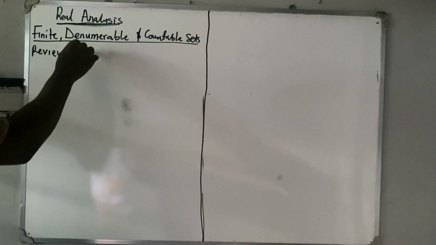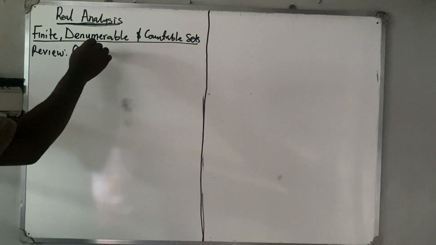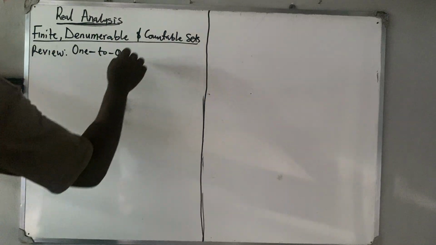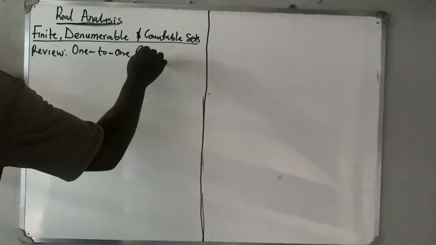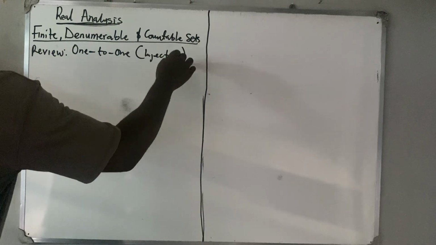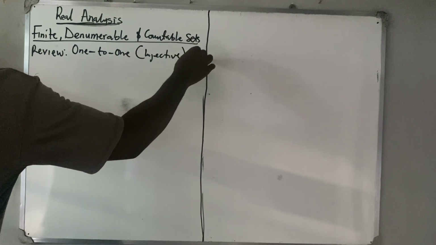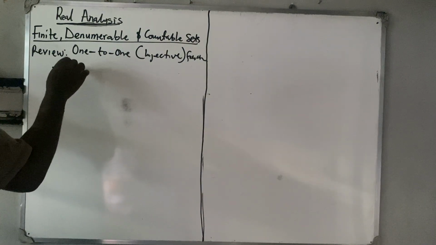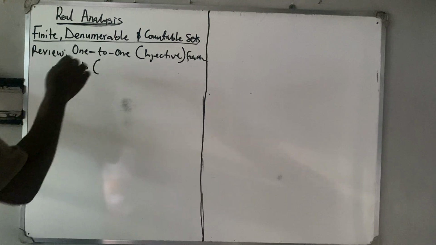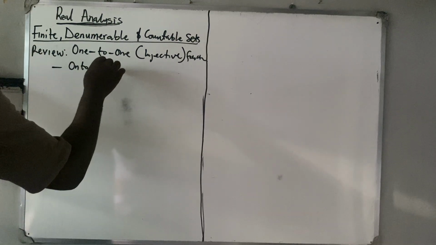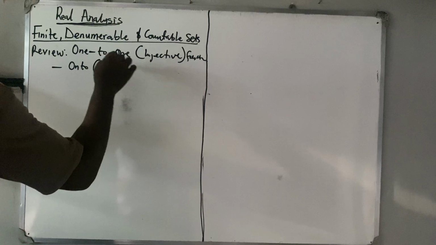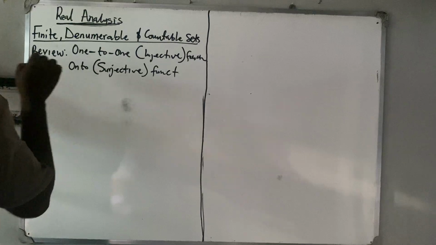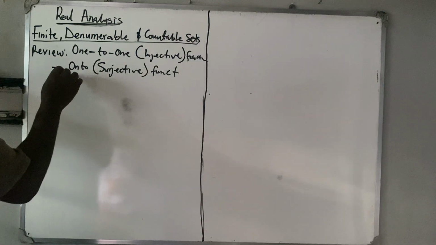some types of functions. The first one is one-to-one function, and another name for one-to-one function is injective. Okay, one-to-one or injective function. Another one we'll look at is an onto function, onto or surjective function. Then the last one that we'll look at is bijective function.